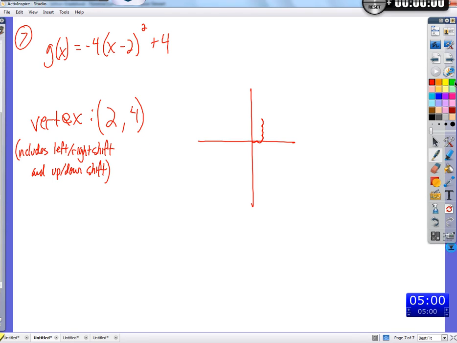A helpful piece of information. Here's your vertex. Now you don't have to worry about moving anything else left, right, up, or down. It's all been done if we can keep everything else straight around the vertex.